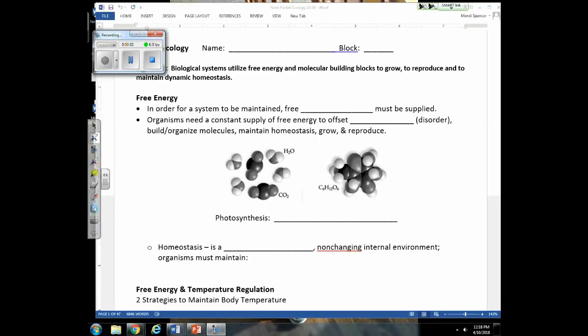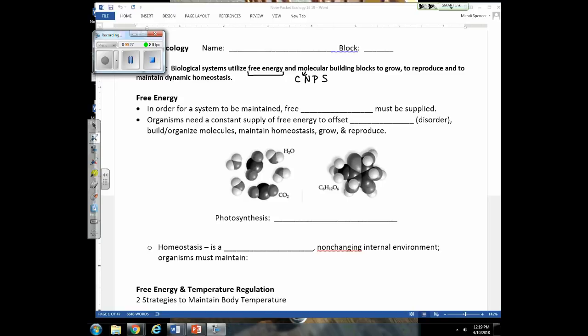This unit is organized by big idea. So we're going to look at concepts related to ecology and relate it to some of these big ideas. Big idea 2 states that biological systems utilize free energy. So we're going to talk about how organisms like autotrophs acquire free energy. We're going to talk about how organisms get molecular building blocks like the carbon, hydrogen, nitrogen, phosphorus, sulfur.